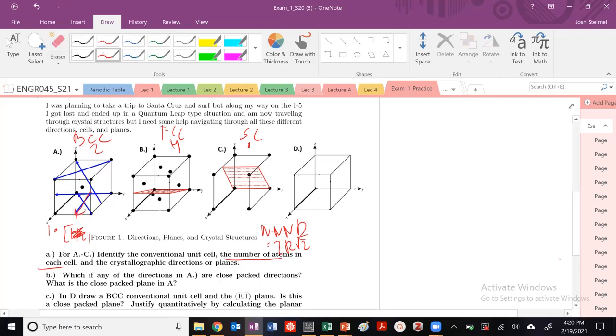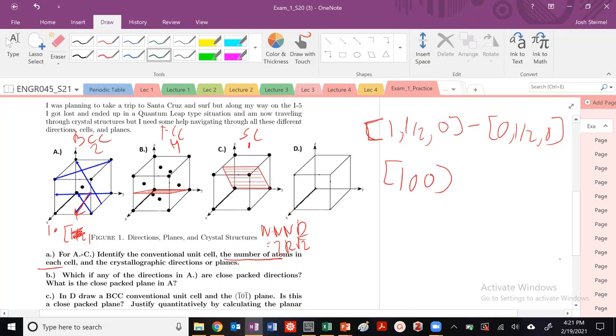So my finishing point is basically going to be 1, 1/2, and then 0. What about my endpoint? It's going to be minus 0, 1/2, 0. So what's my direction? It's going to be parallel, so I've got 1, 0, 0. So that's that first red direction.